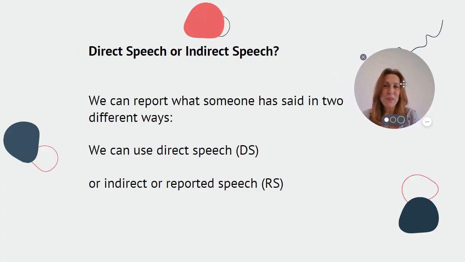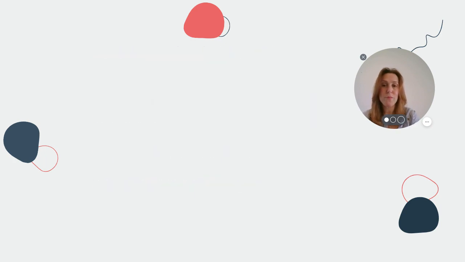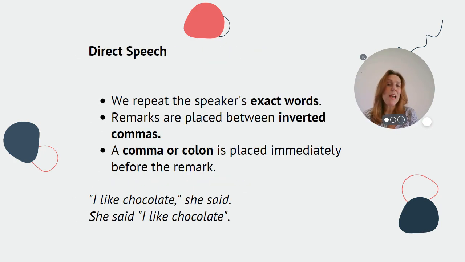To begin with, we can report what someone has said in 2 different ways. We can use direct speech or indirect or reported speech. Right? "I like chocolate," she said. Notice that this is direct speech. We repeat the speaker's exact words. Then remarks are placed between inverted commas. "I like chocolate." There's a comma, a little comma, or sometimes a colon that is placed immediately before the remark.